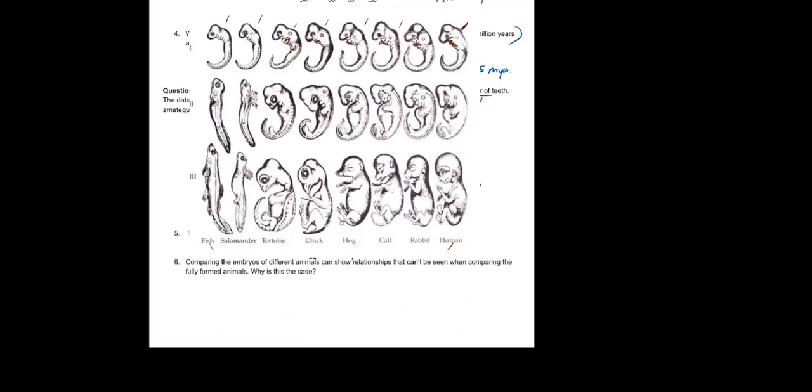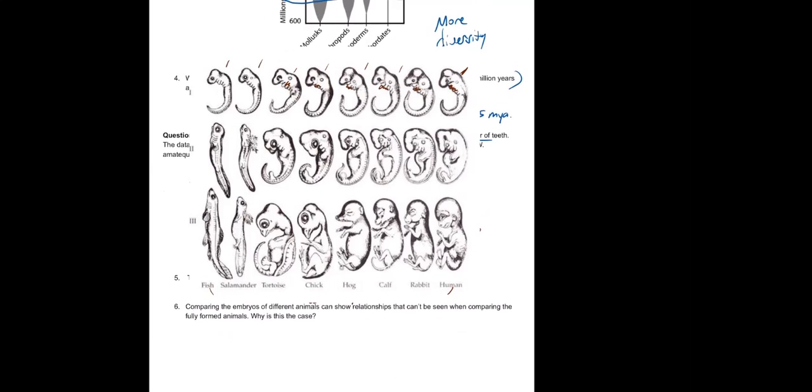So comparing embryos of different animals, why is this the case? It shows relationships that can't be seen, because there are going to be parts like the tail here. I don't have a tail. You guys don't have tails, I'm hoping, right? So the tails are an example of a homologous structure that's present in the embryo, but it's gone when they're fully formed.